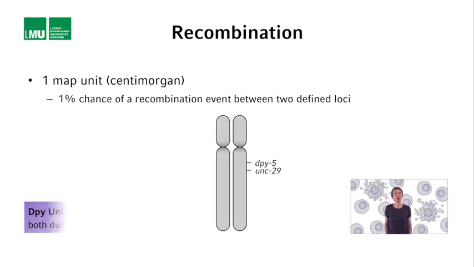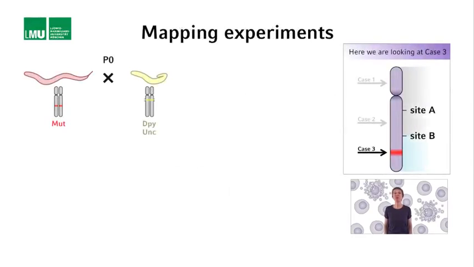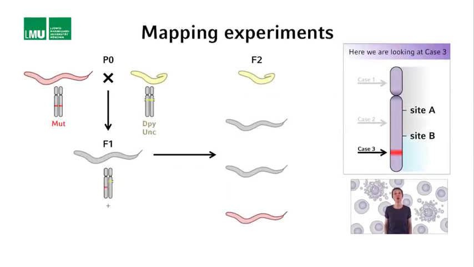On chromosome 1, you could, for example, use a dpy-5 unc-29 double mutant. Both genes cause an obvious phenotype, together a dumpy Unc phenotype, and the two genes are about 5 map units apart on chromosome 1. You cross your mutant with this mapping strain and let the F1 self-fertilize. In the F2 generation, you now look for recombinants.